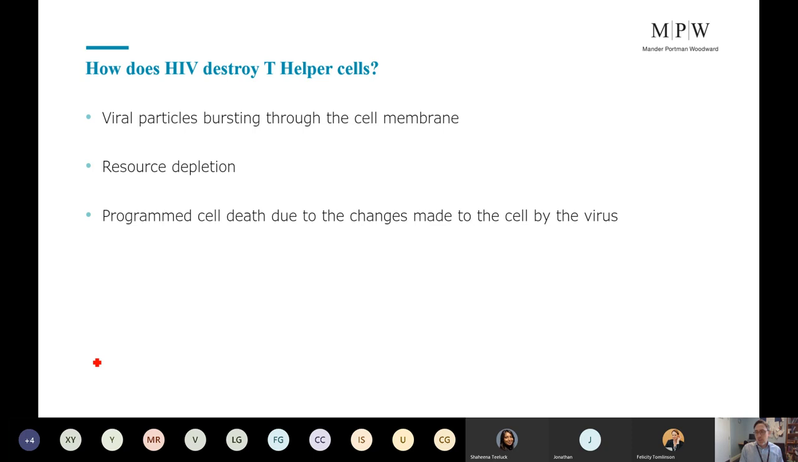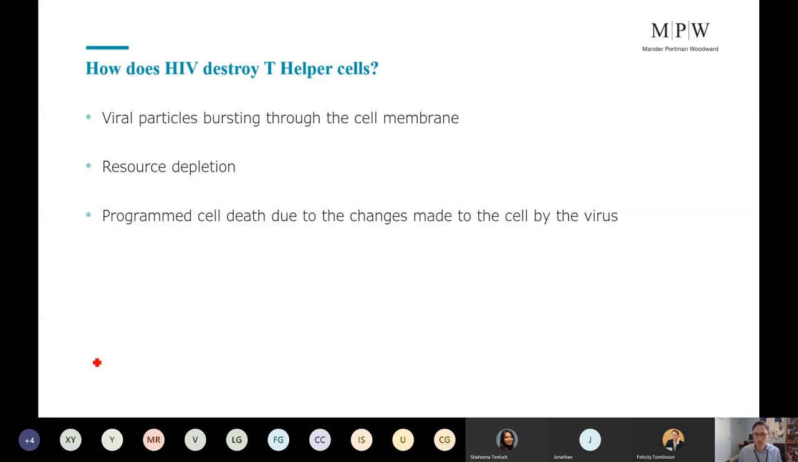The other thing that can cause problems, and how HIV can destroy T helper cells, is to deplete their resources. It's using the resources of the cell to make its own proteins. And so those resources aren't available to be used by the cell itself. So they get deprived of the things that they need.